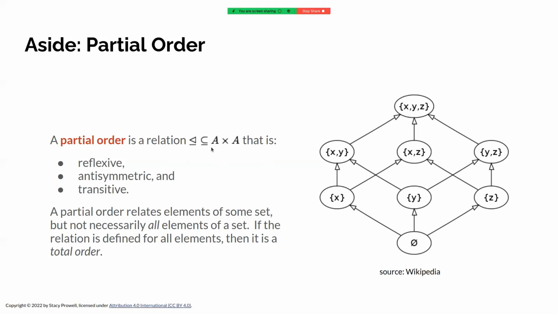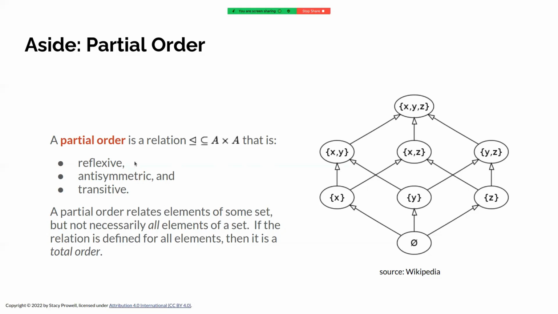It's going to be a subset of some set A cross A, right? Some relation, such that it's a partial order. And what does that mean? That means it's reflexive. So if I have a y in here, y is related to y by this, right? I'm going to use less than or equal because that just makes sense to me. y is less than or equal to y, right? 5 is less than or equal to 5. Makes sense. It's reflexive.